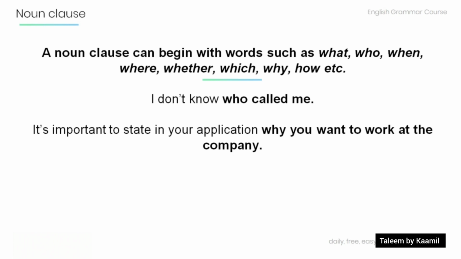A noun clause can begin with words such as what, who, when, where, whether, which, why, how, etc. Have a look at the examples below. I don't know who called me. It's important to state in your application why you want to work at the company.